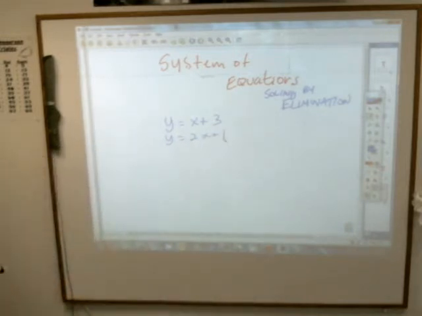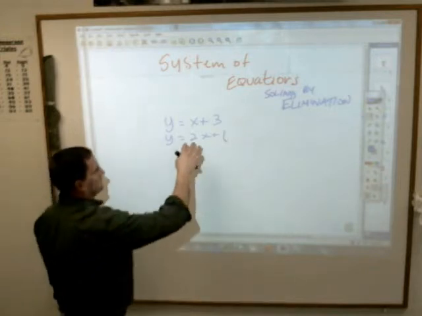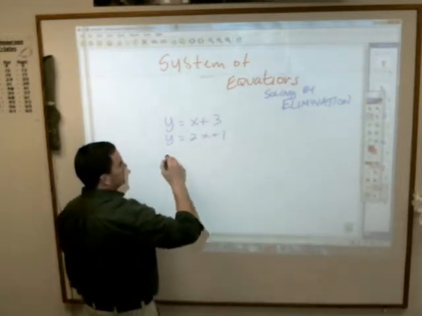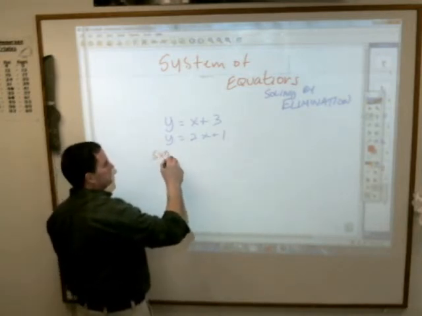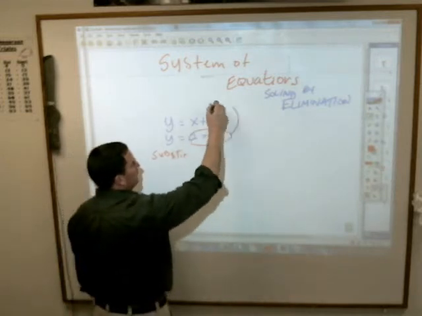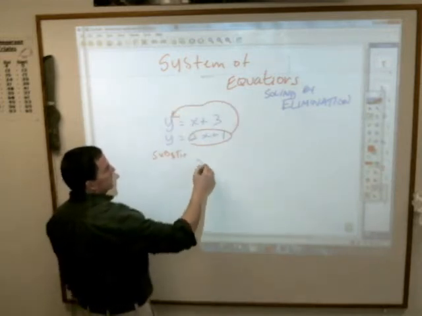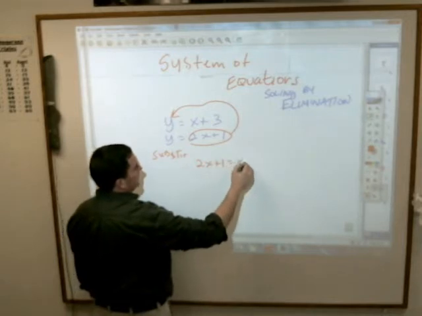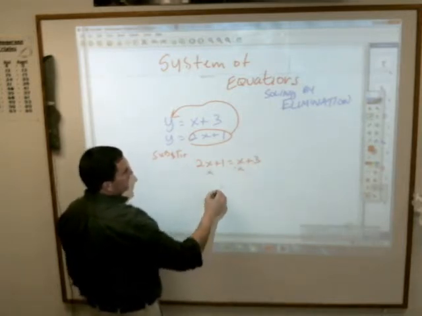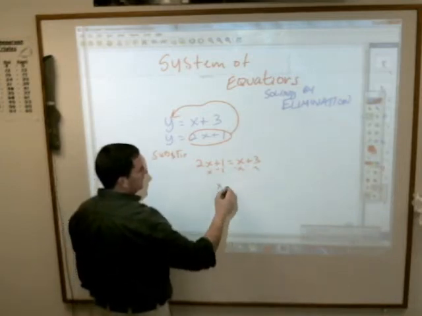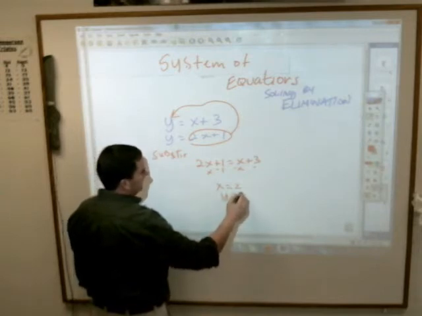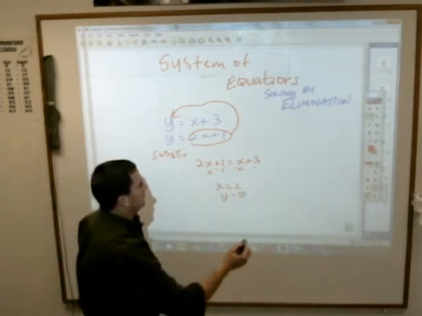Alright. Substitution-wise, remember, it didn't matter which one, you put one into the other. Substitution looked like this. You took this, put it in for y right here. So you got 2x plus 1 equals x plus 3. Subtracted x, you got x minus 1 minus 1. X equals 2, right? And then y equals 5. Correct?